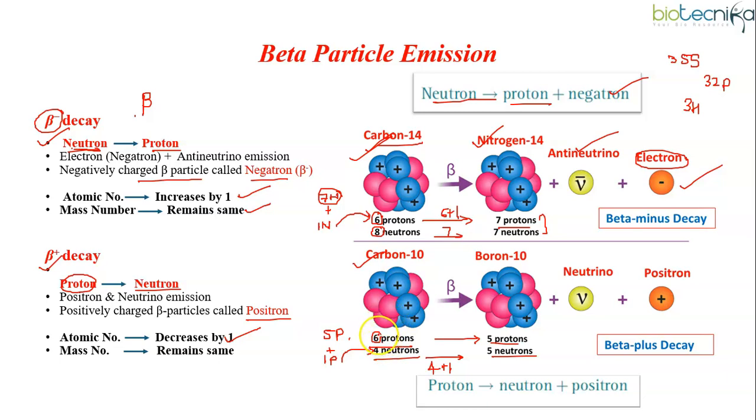Initially 6 plus 4, 10, is the mass number. Even after this proton is converted to a neutron, because interconversion is happening, there is no loss of any proton or neutron here. So the mass number remains the same, that is 10. But the parent nucleus, carbon 10, is converted to boron 10. So here the nucleus emits a positron, which is a positive particle, like an ordinary electron in mass but of opposite charge.